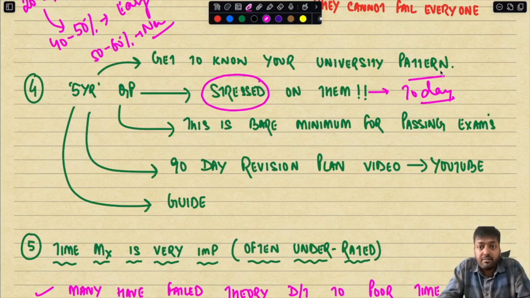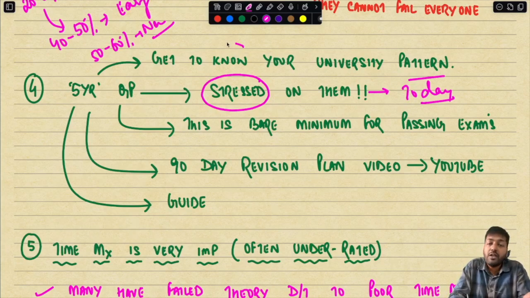But remember, I have never mentioned that please only do the last 5 to 7-year questions. No. This is the bare minimum that you have to do for passing the exam. The last 5-year questions are the bare minimum that you have to complete. And why? What is the importance of this 5-year?